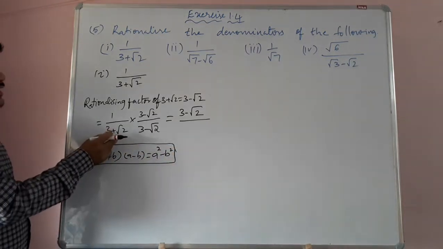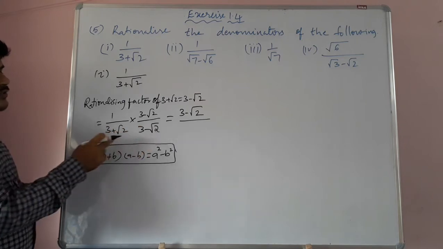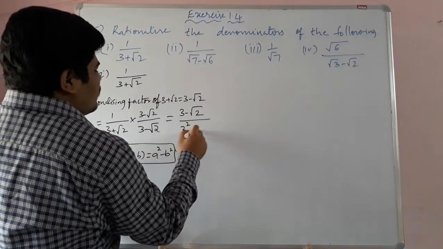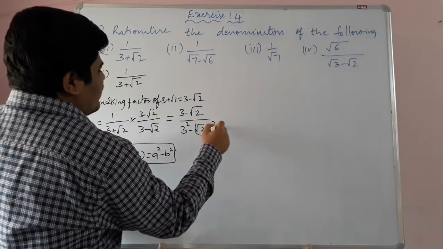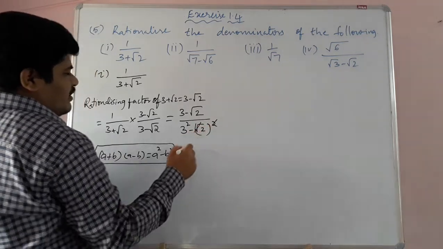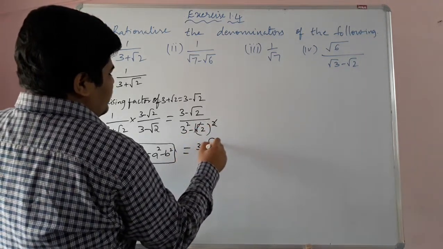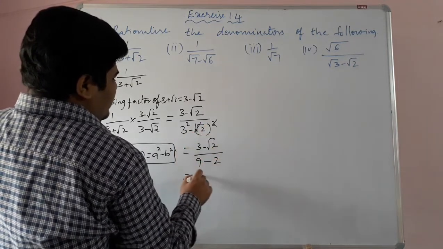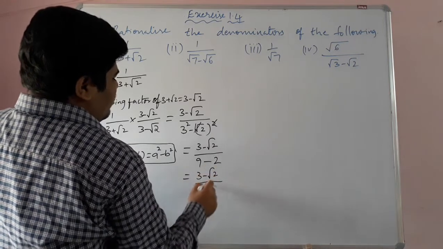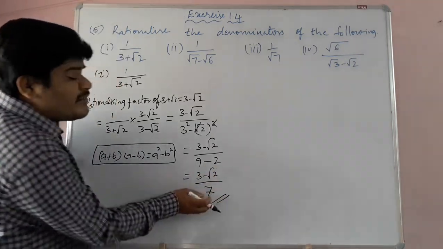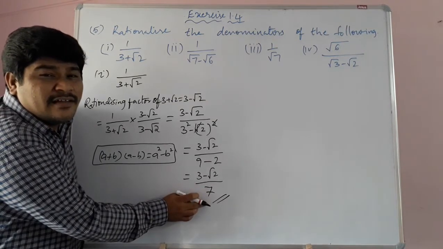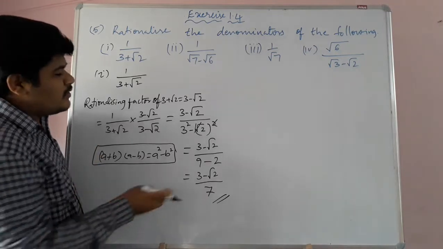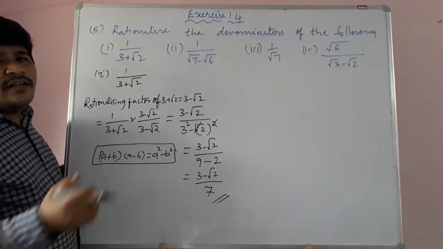Okay. Now here denominators are 3 plus root 2 into 3 minus root 2, where a is 3 and b is root 2. You can write it as 3 square minus root 2 square. Square root cancelled. Okay. So what will be the next step? 3 minus root 2 by 3 square is 9 minus 2. So students, 3 minus root 2 by 9 minus 2 is what? 7. So what type of number is 7? 7 is a rational number. What is the question? Rationalize the denominator. So the denominator is rationalized. Okay. So this is the process.